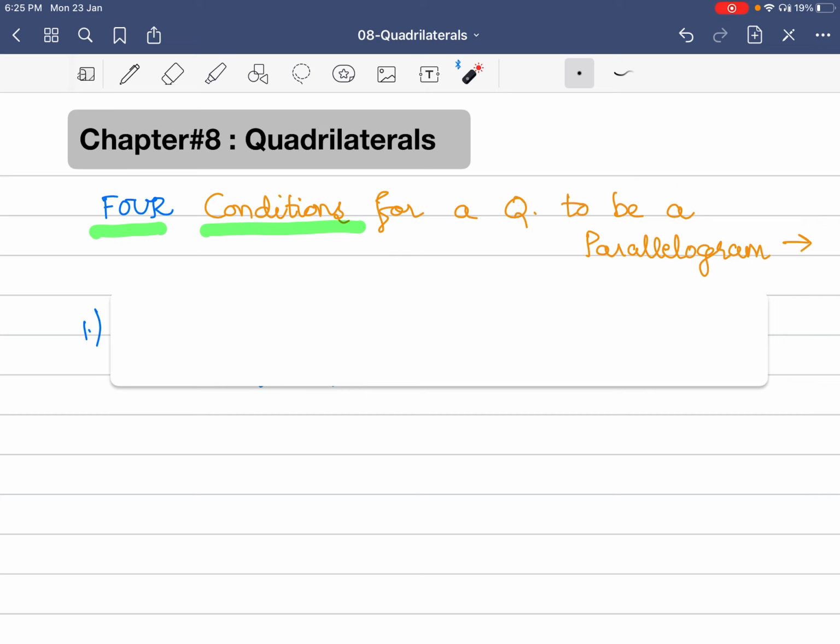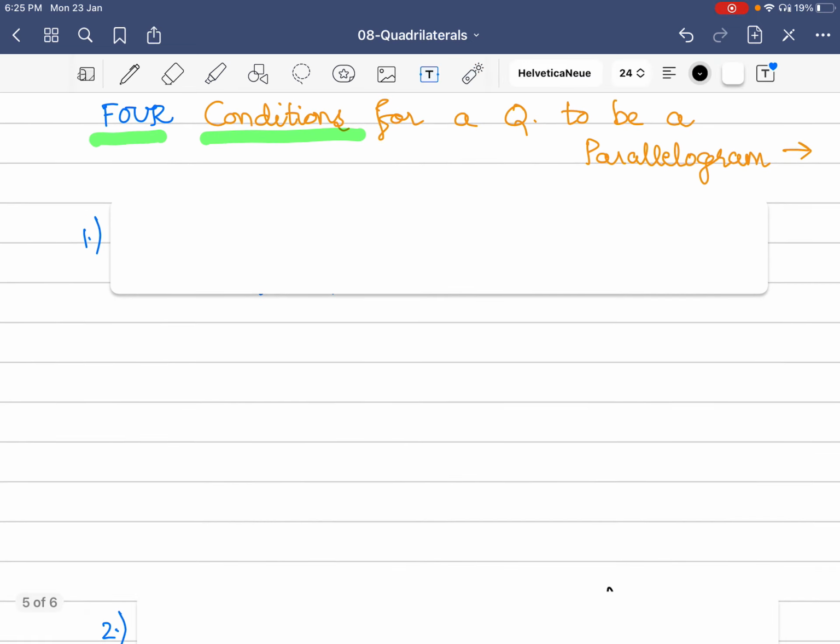However, in a reverse scenario, if you are given a quadrilateral and you are asked to prove whether it's a parallelogram or not, then there are four conditions. If any one of these conditions is satisfied, then we can confidently say that the given quadrilateral is a parallelogram. So we're going to see these four conditions in this video. Let's start with condition number 1.